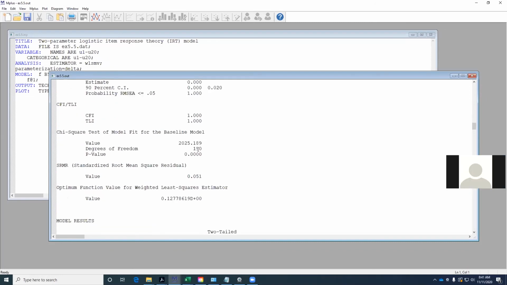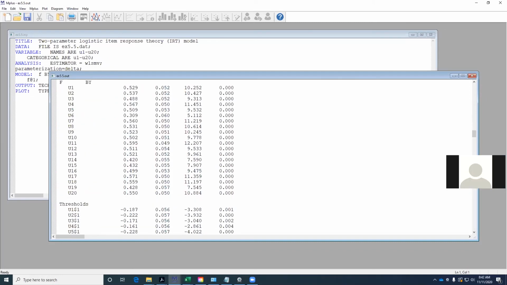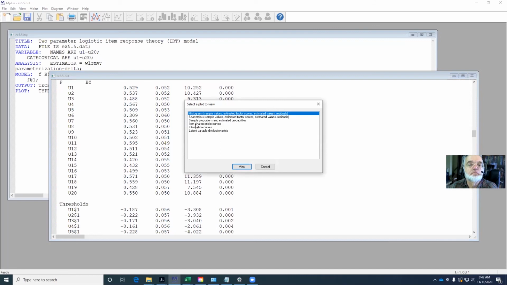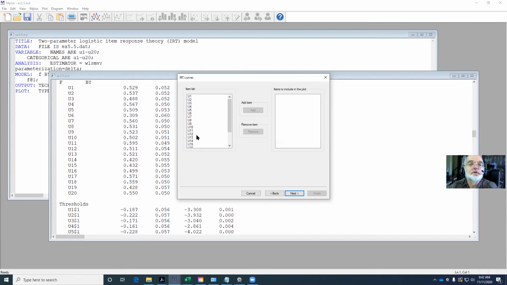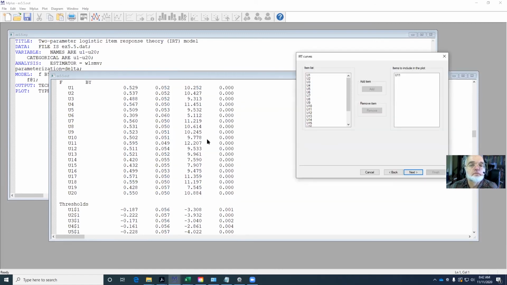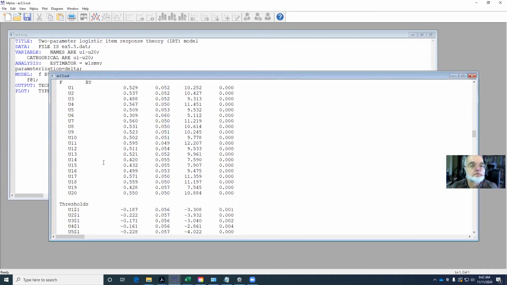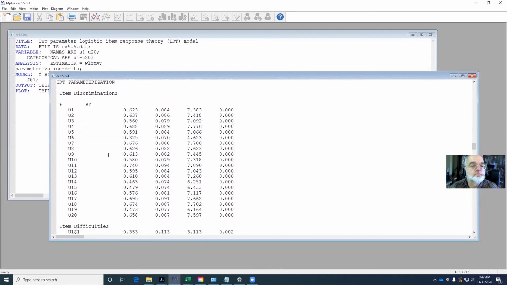The item characteristic curves of the two items that you distinguished. Okay. And I think it was 11, and what was the other one? Hold on a second. That was 11 and 19. Okay.